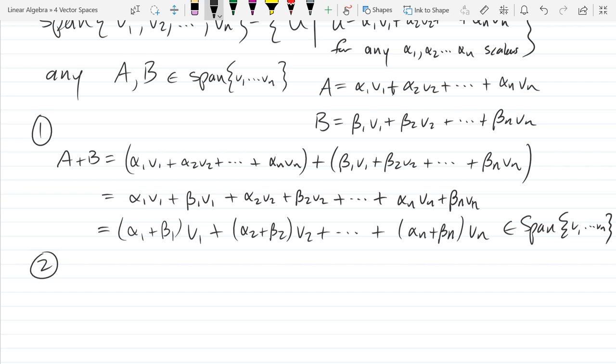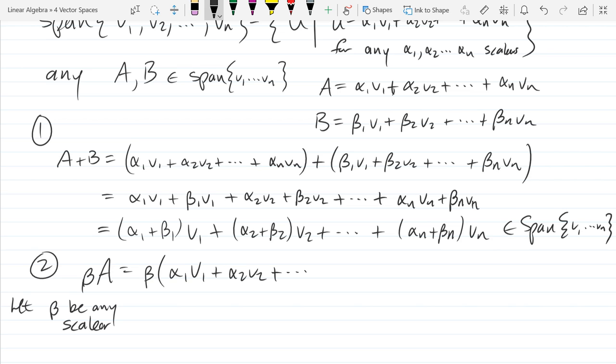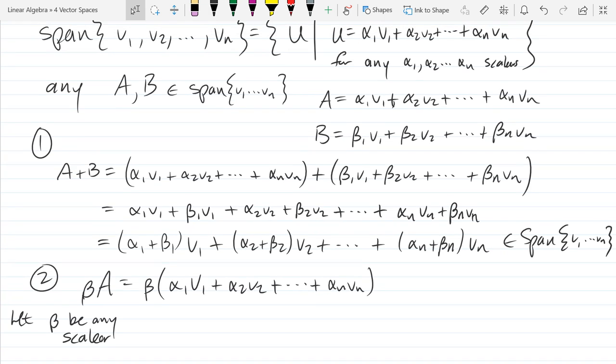Property 2: we have to show that a scalar, let's go with beta, times the vector A, where beta will be any scalar, is in the span. So this will be beta times, and I'm just using that expanded form of A, alpha 1 v1 plus alpha 2 v2 plus alpha n vn. What algebra do I have to do to get it in the form so it looks like it belongs in the span at the top?